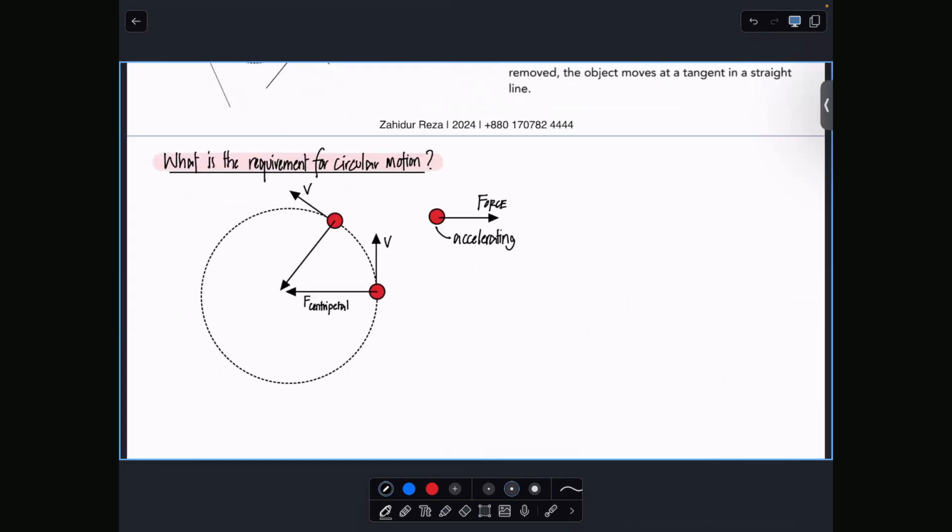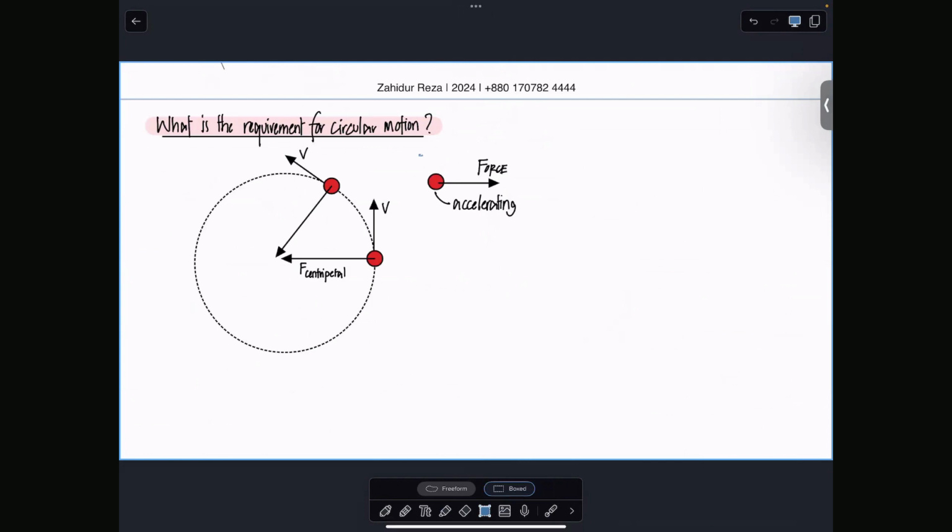Okay, so 4 marks, what is the marking scheme here? What do they ask for? But do you have any question? What if the force changes? Can you tell me what kind of a circular motion will I have?